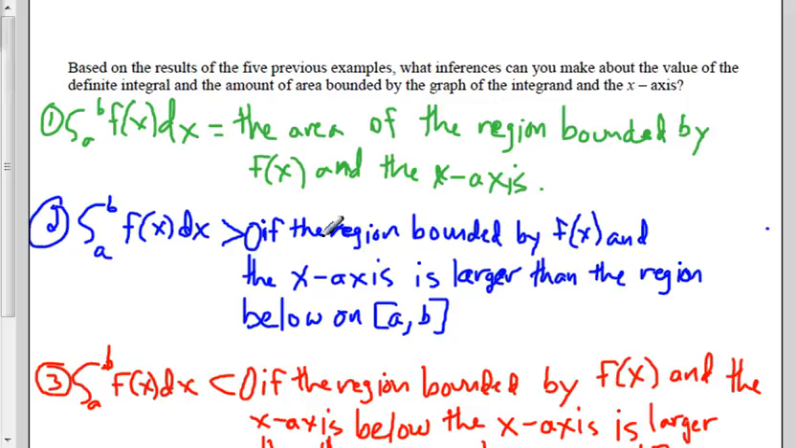And actually, before we finish up part 2, let's look at the results of those 5 examples. What inferences can you make about the value of the definite integral and the amount of area bound by the graph of the integrand and the x-axis? So the integral from a to b of f(x) dx is equal to the area of the region bounded by the function f of x and the x-axis.